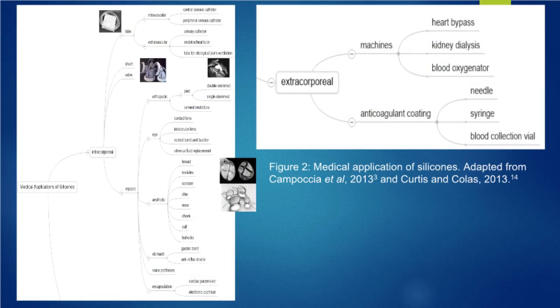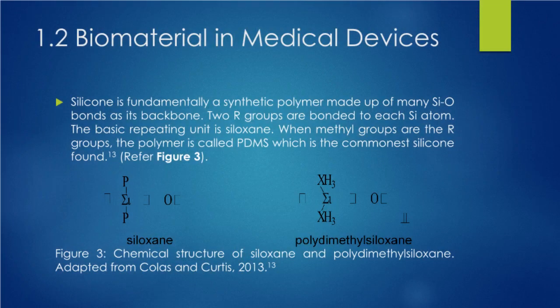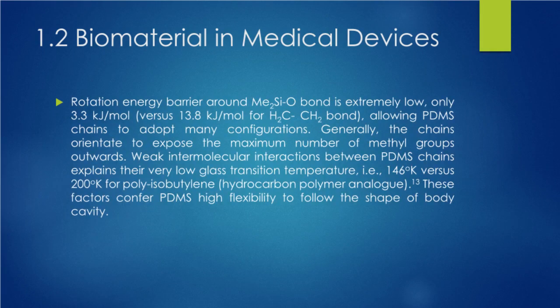Figure 2. Medical application of silicones. Silicone is fundamentally a synthetic polymer made up of many silicon-oxygen bonds as its backbone. Two R groups are bonded to each silicon atom. The basic repeating unit is siloxane. When methyl groups are the R groups, the polymer is called PDMS, which is the commonest silicone found. Refer to Figure 3. The rotation energy barrier around the Me2Si-O bond is extremely low, only 3.3 kJ per mole versus 13.8 kJ per mole for the H2C-CH2 bond, allowing PDMS chains to adopt many configurations.